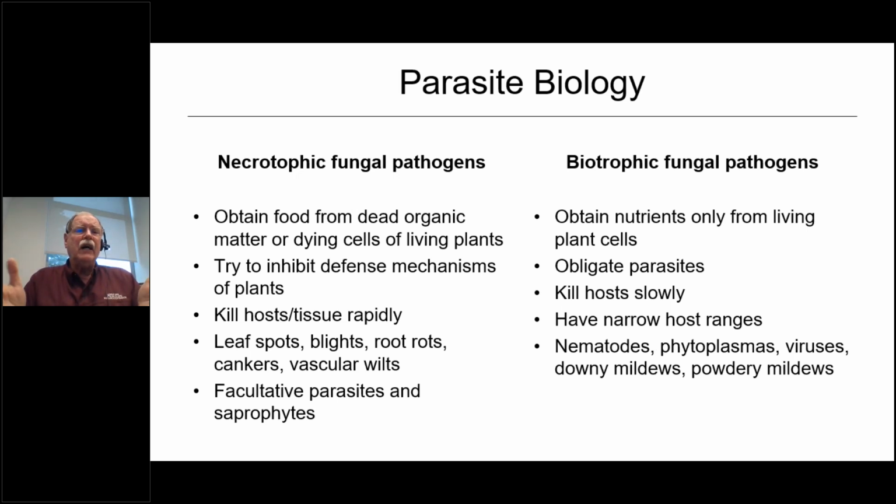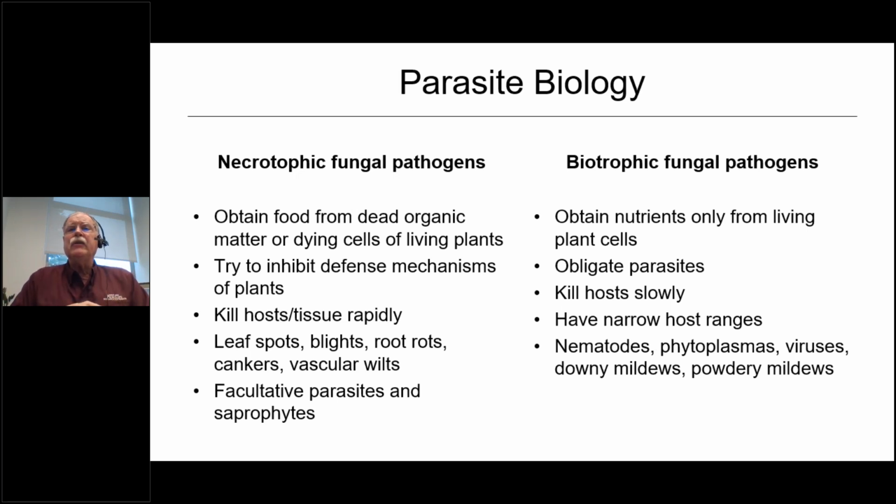These are such diseases as leaf spots, blights, root rots, cankers, some of the vascular wilts. These are considered to be typical of what a necrotrophic fungal pathogen can do. We talked about the facultative parasites and the facultative saprophytes. Remember, you just put the term in there, sometimes parasite and sometimes saprophyte, for these necrotrophic fungal pathogens. But they have degrees of parasitism and degrees of being a saprophyte.